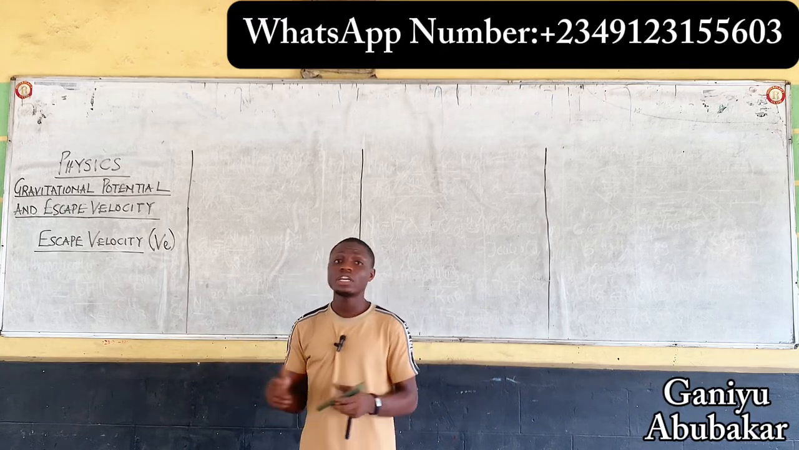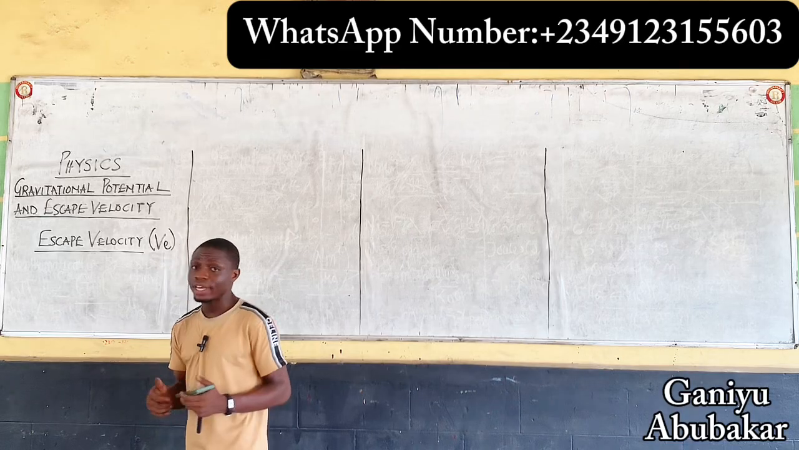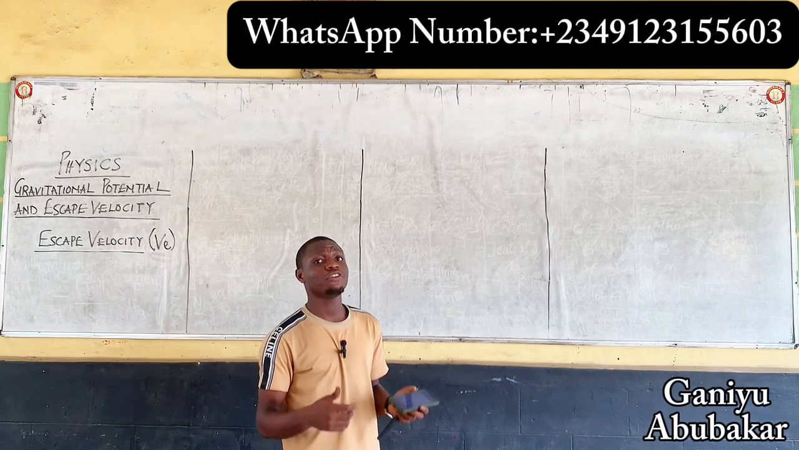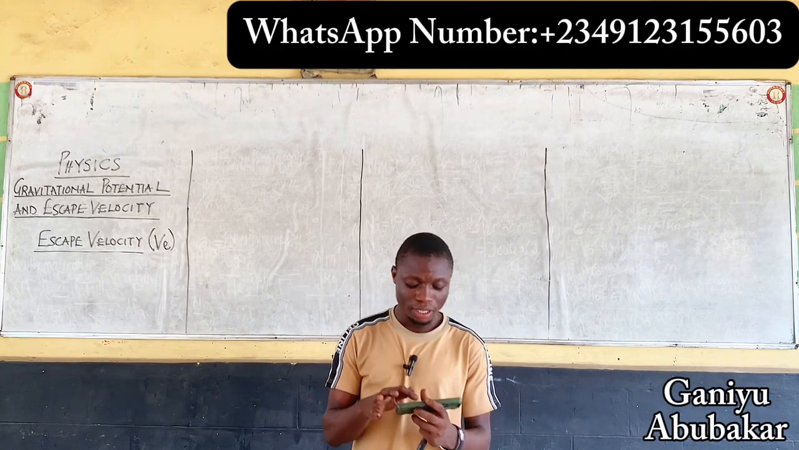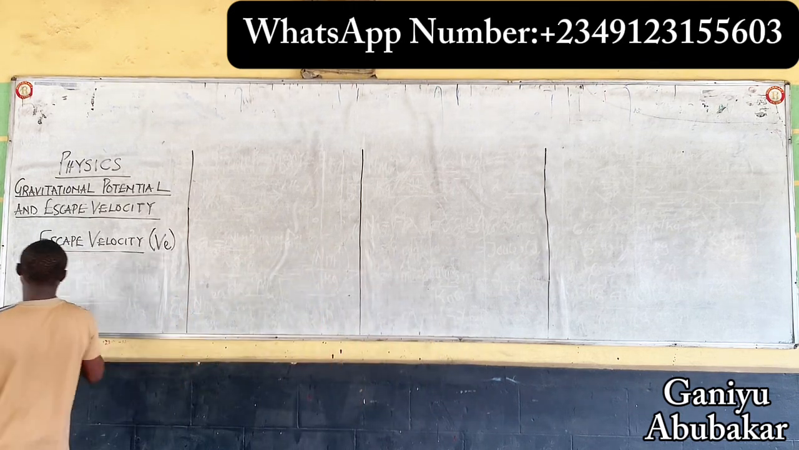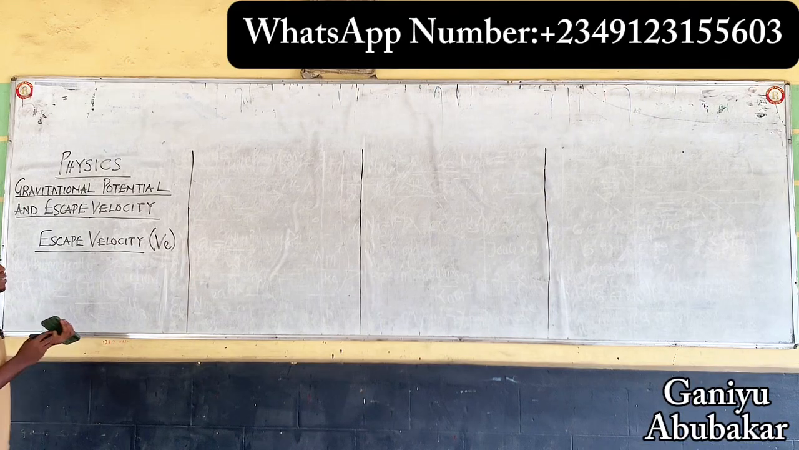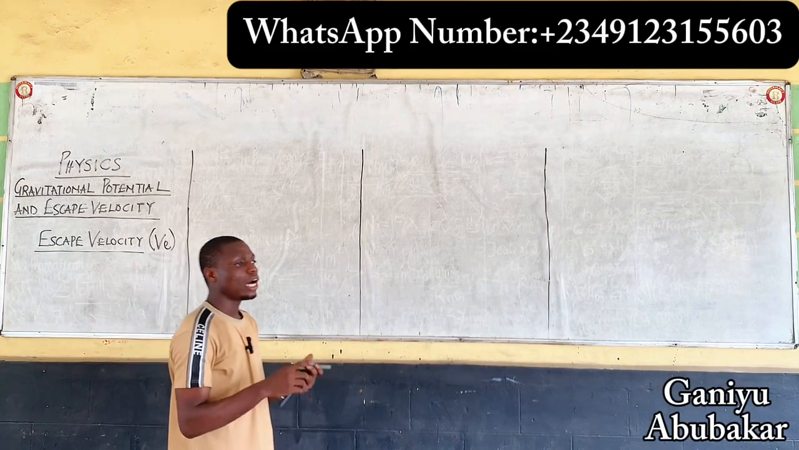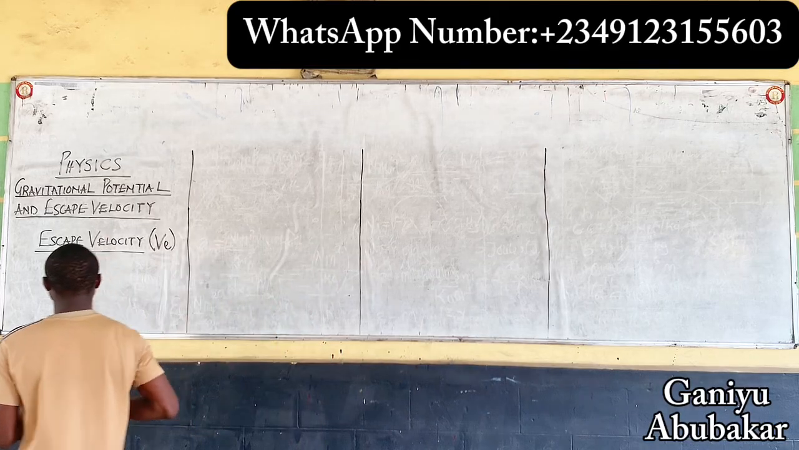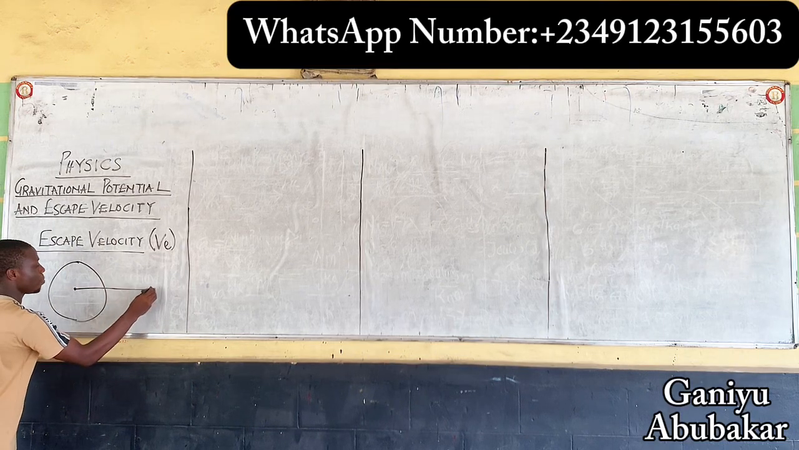That's VE. I should have gone ahead to give you the formula for VE, but we have to do a proving on how to get the mathematical expression. So let's get the mathematical expression for VE. To get the formula, we'll draw a diagram. I'll draw a circle this way.